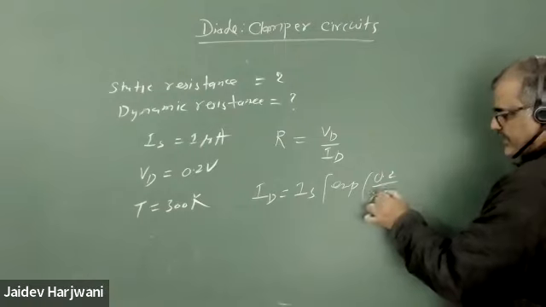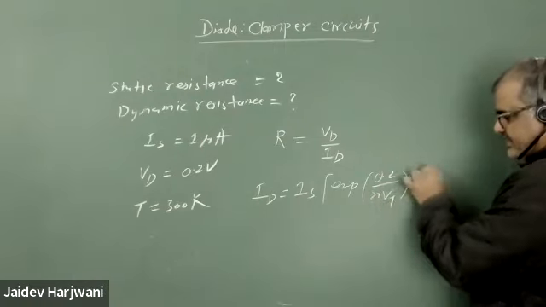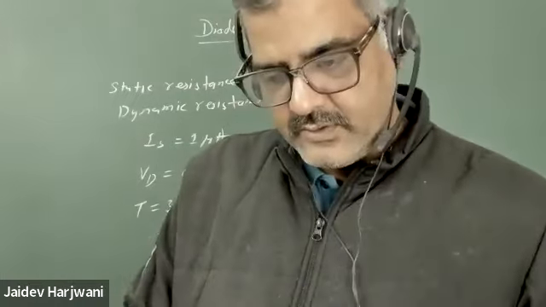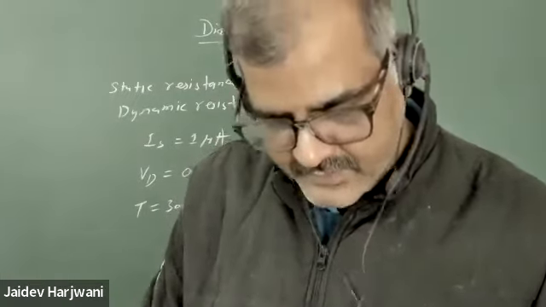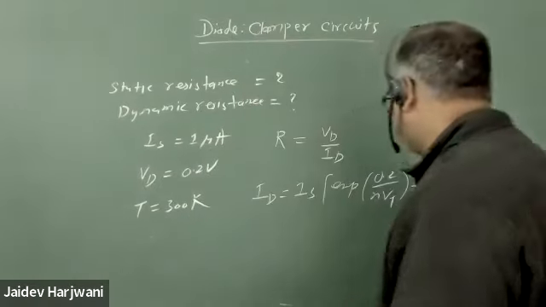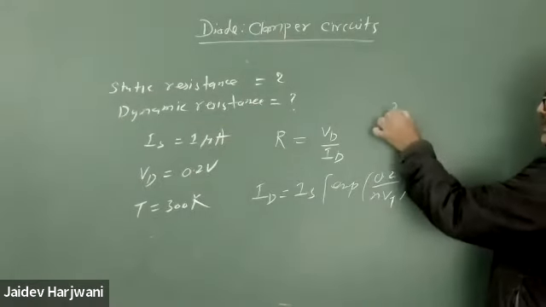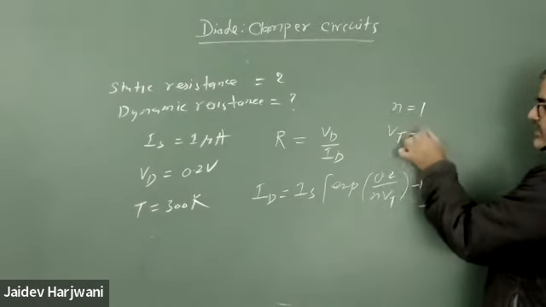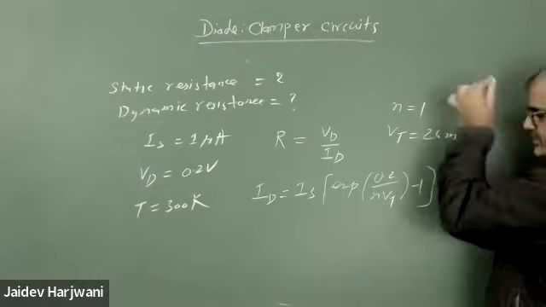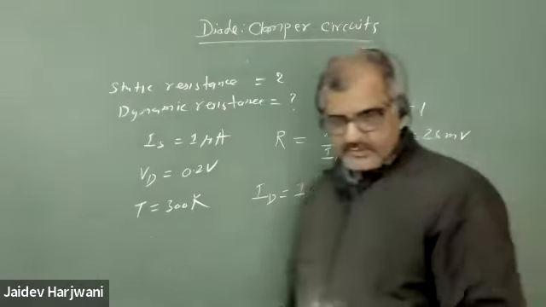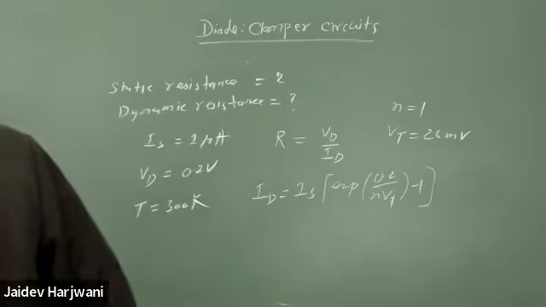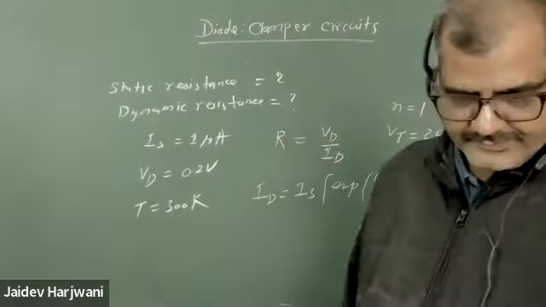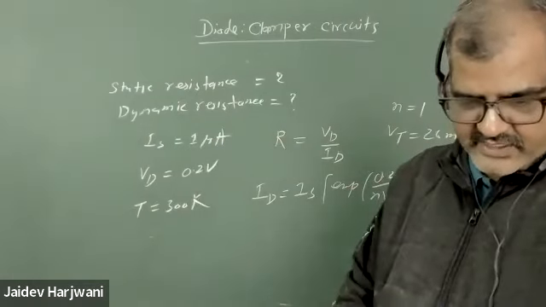Minus 1. Now let me say what is the value of eta that is given. Eta value you can take 1, and VT you can take 26 millivolt. So find ID. For germanium it is not 2, in this question only 1 is given. So tell me how much is ID?